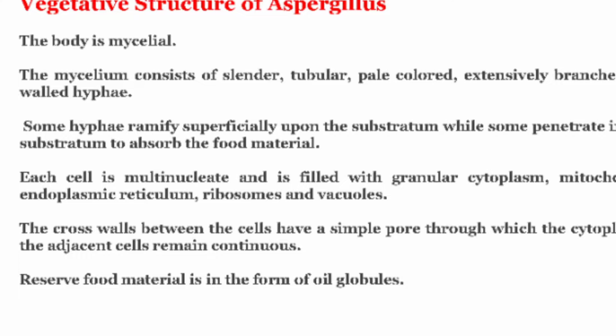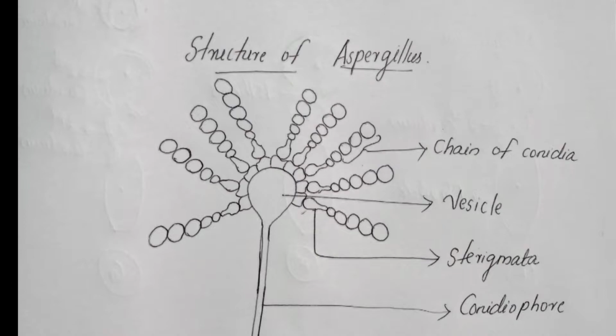Each cell is multinucleate and is filled with granular cytoplasm, mitochondria, endoplasmic reticulum, ribosomes and vacuoles. The cross walls between the cells have a simple pore through which the cytoplasm of adjacent cells remains continuous. Reserve food material is in the form of oil globules. In this slide, you can observe the structure of Aspergillus species.